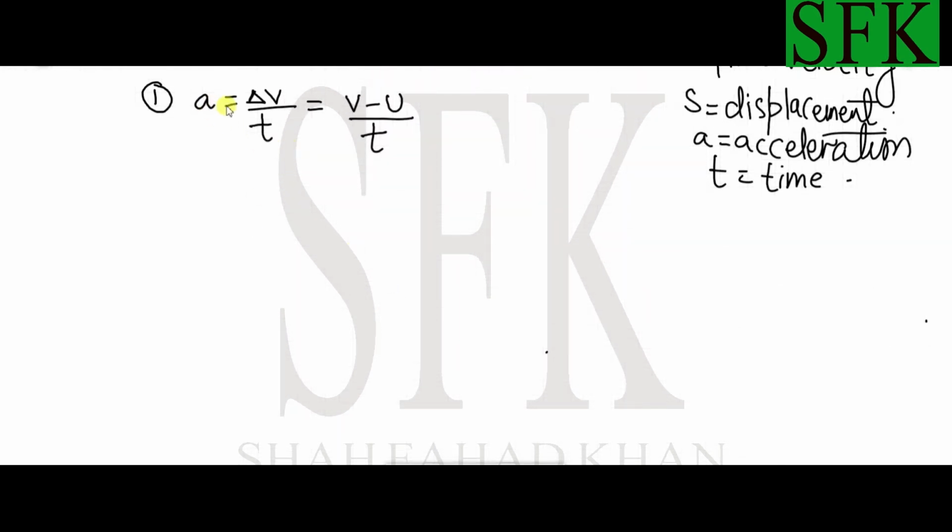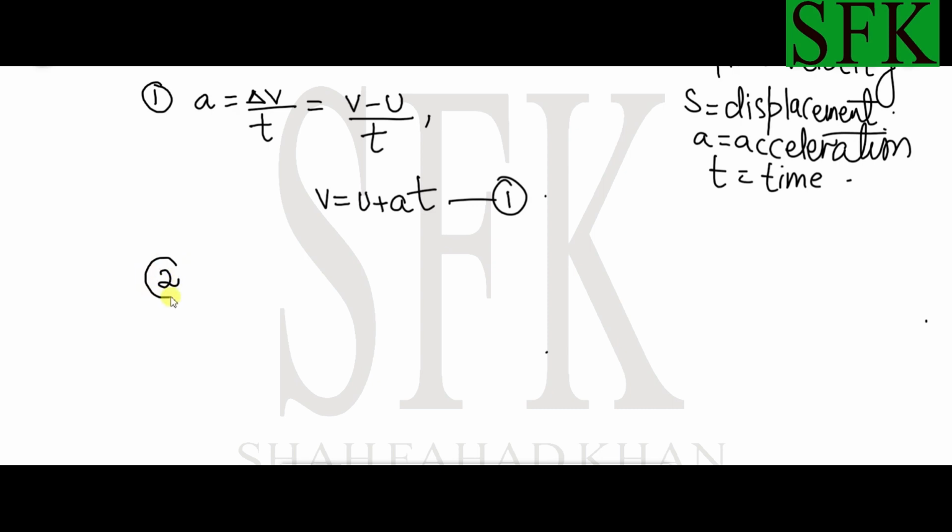Okay, from the definition of acceleration, acceleration equals the rate of change of velocity, which is the change in velocity with respect to time. So final velocity minus initial velocity upon time. If we rearrange this equation, it becomes v is equal to u plus at. This is our first equation of motion. Now, this is how we derive it.